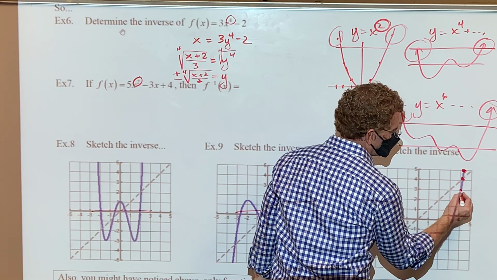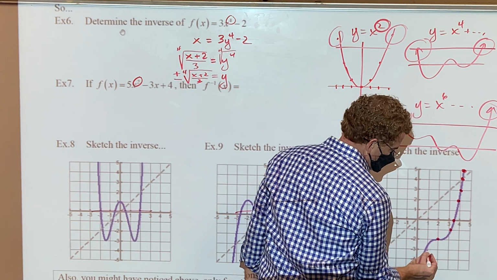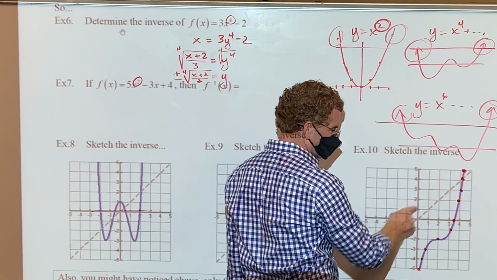Find a whole bunch of points on this thing and sketch all of those ABs. I'm going to sketch all of the BAs that go with them.